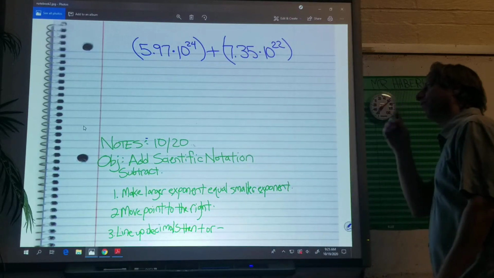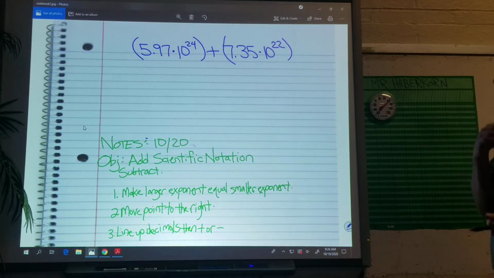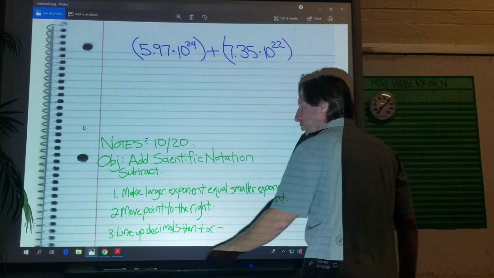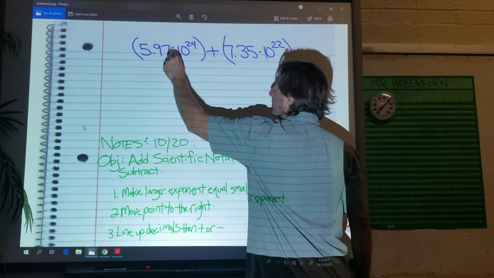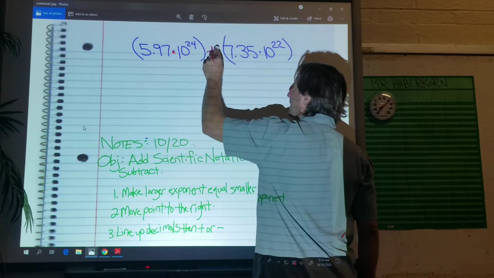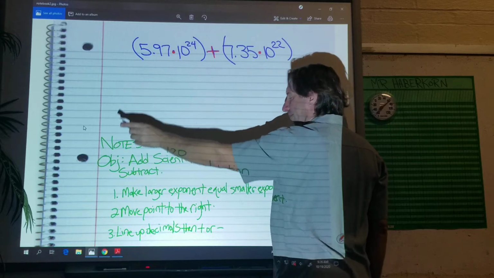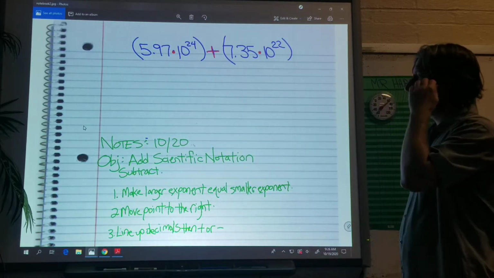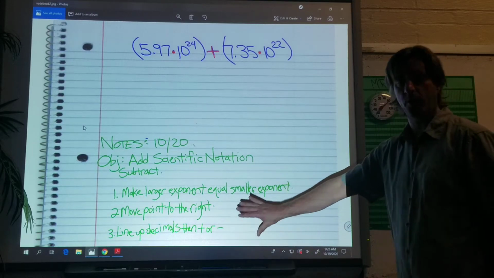All right, 5.97 times 10 to the 24th plus 7.35 times 10 to the 22. Now, since we're adding here, we cannot change the order. We have a multiplication sign, an addition sign, and a multiplication sign. They're not all the same. Can't change the order. It's got to stay in the order it's in. So we're going to just follow our steps here, okay?